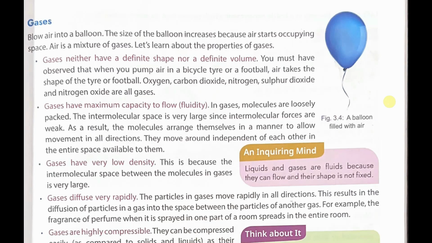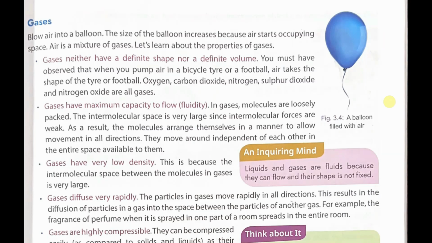Gases have maximum capacity to flow or fluidity. In gases, molecules are loosely packed. The intermolecular space is very large since intermolecular forces are weak. As a result, the molecules arrange themselves in a manner to allow movement in all directions. They move around independent of each other in the entire space available to them. Gases have very low density. This is because the intermolecular space between the molecules in gases is very large.